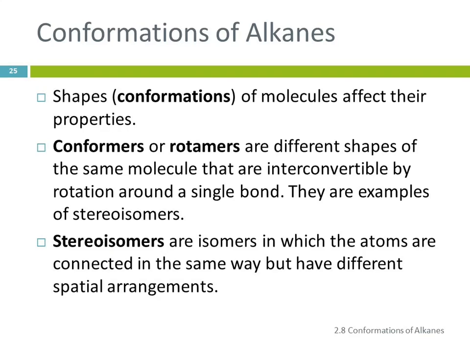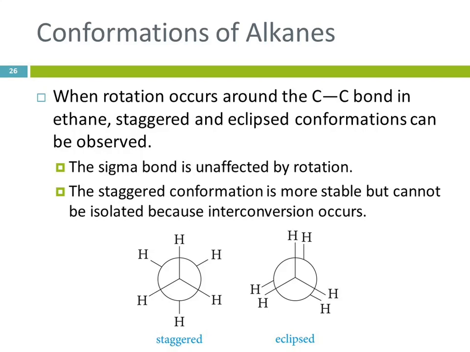Stereoisomers. In a stereoisomer, the atoms are connected in the same way, but they're arranged differently in space. They have different spatial arrangements. There are many types of stereoisomers. This is one kind, the rotamer or conformer, where we just have this rotation around a single bond. So when we have ethane, we have a carbon-carbon single bond, and we can get rotation around that bond, and we end up with two different shapes or conformations. One is called staggered and one is called eclipsed.